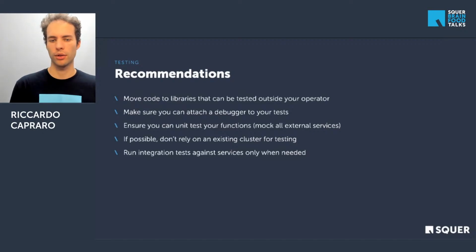Make sure that your tests are debuggable. This is usually very hard if you start from the reconciliation loop, because it's very hard to mock things. And you really want to make sure that you have your unit tests, you can debug them, and you can test your business logic. And in the main reconciliation loop, you just have the few ifs that allow you to decide whether to create, delete, or update. As mentioned, make sure you can mock things, you can test your functions, and you have some very good examples.